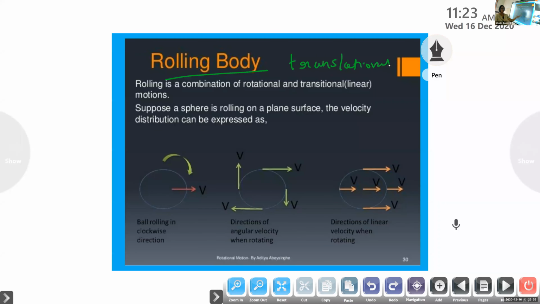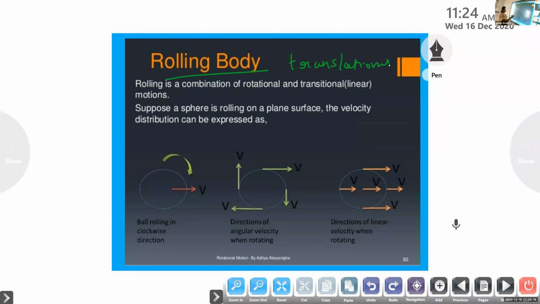So this is a picture of a sphere. A sphere is rolling just like a football. Just imagine a football is a sphere. Suppose a sphere is rolling on a plane surface. Velocity distribution can be expressed. So we are talking about three different motions, explained in three different pictures here.